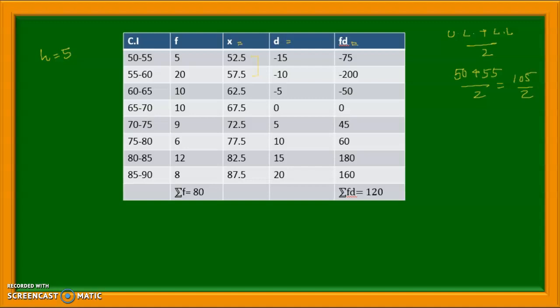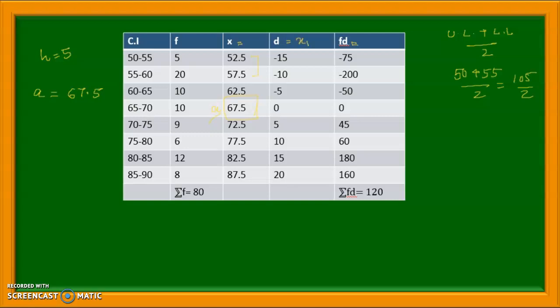Now one of these xi values should be considered as the assumed mean. First of all you can check how many data there are here: 1, 2, 3, 4, 5, 6, 7, 8. There are 8 data. With an even number of data, you will get two numbers in the middle, and any one of these we can take as the assumed mean. Here I am taking 67.5 as the assumed mean. So a we are going to take as 67.5.